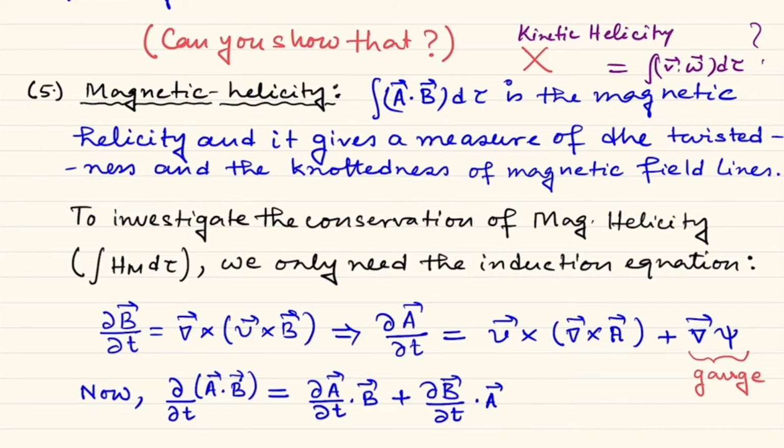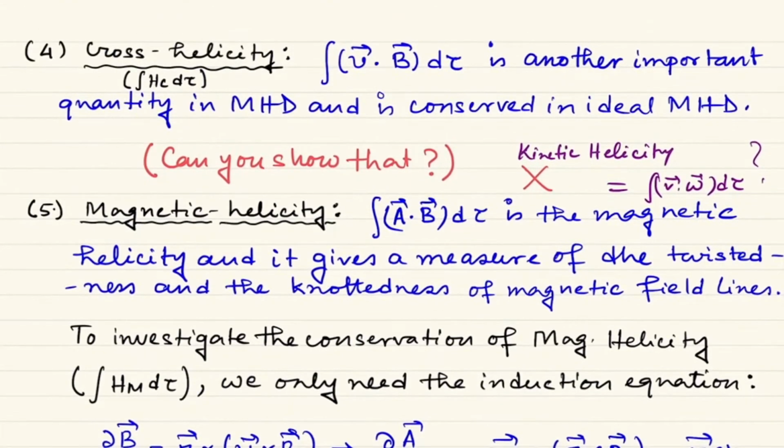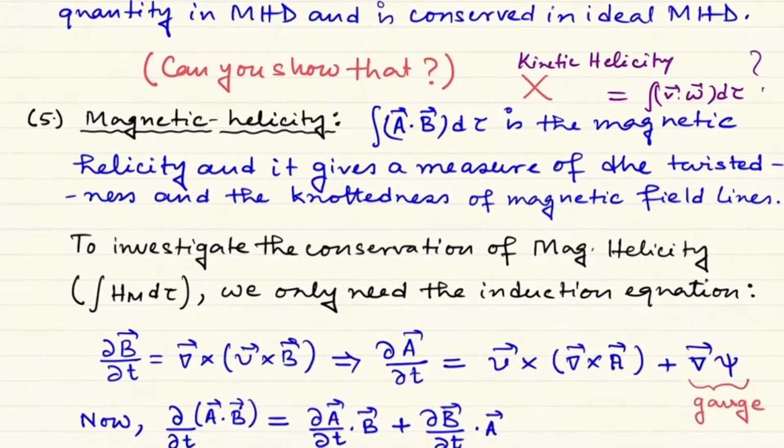So we are just trying to investigate the conservation of magnetic helicity, which is the integral of h_m d tau, where h_m is nothing but A dot B. That is just a way of writing. I just took that symbol, and following that, sometimes we also denote V dot B as h_c, and we also denote V dot omega as h_w, or sometimes we also say h_k, kinetic helicity. There are different types of symbols.